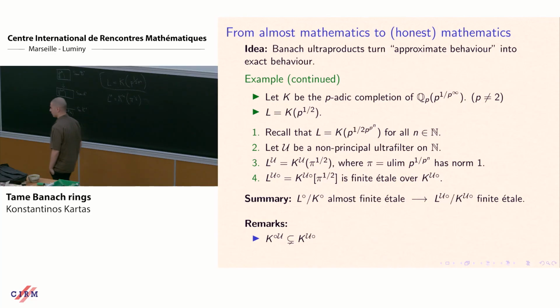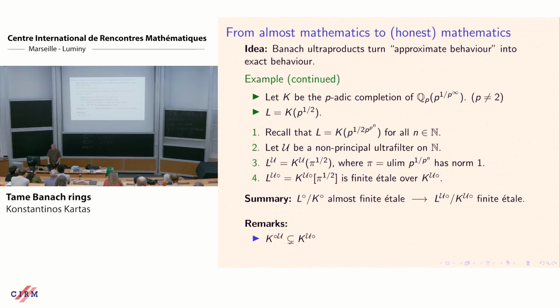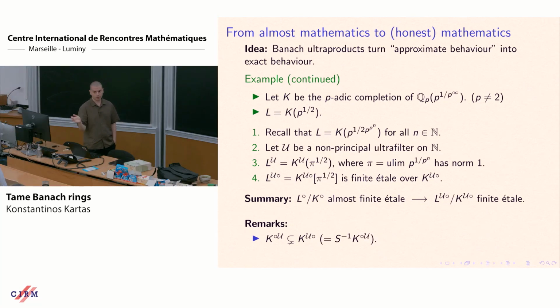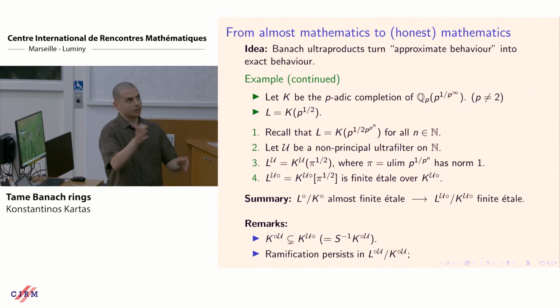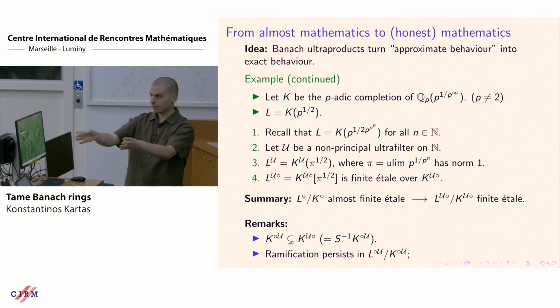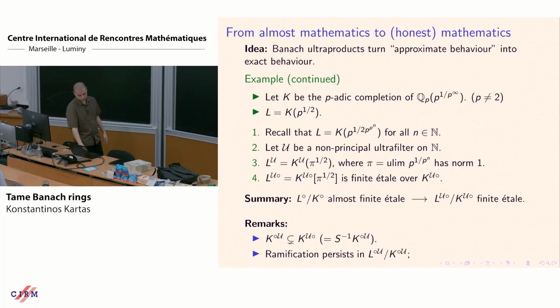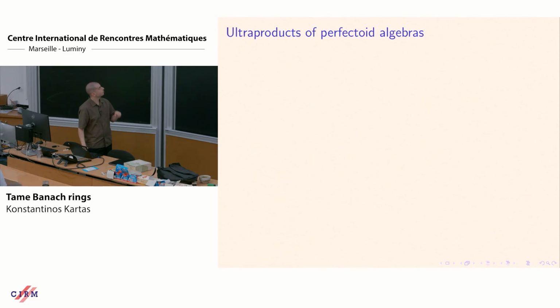So this is a localization of the left-hand side. You have to invert some elements which have valuation infinitesimally close to 1. And the entire point is that ramification still persists at the level of these higher rank valuation rings, but essentially once you localize, once you pass to the rank 1 norms, then this kills all the ramification. Okay?